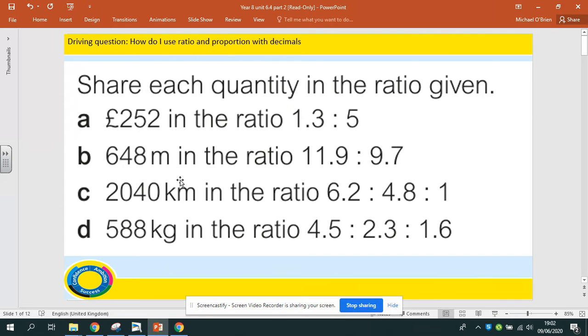Here we've got our remember question. So this is really the work that we did last lesson. Share each quantity in the ratio given. So £252 in the ratio of 1.3 to 5, 648 metres in the ratio of 11.9 to 9.7, and so on. Remember what we did last lesson. Try and turn these numbers into whole numbers before you do anything else. That'll make things a lot easier.